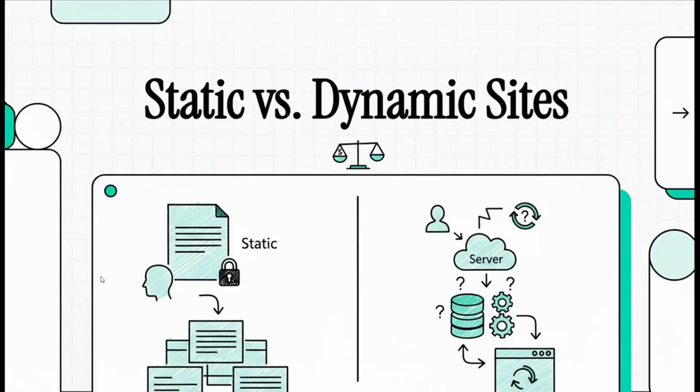Okay, let's dive right in. The entire web is built on websites, right? But here's the thing, not all sites are made the same way. At the most basic level, they really fall into two big camps, static and dynamic. And getting the difference between them is honestly the key to understanding how the web really works.